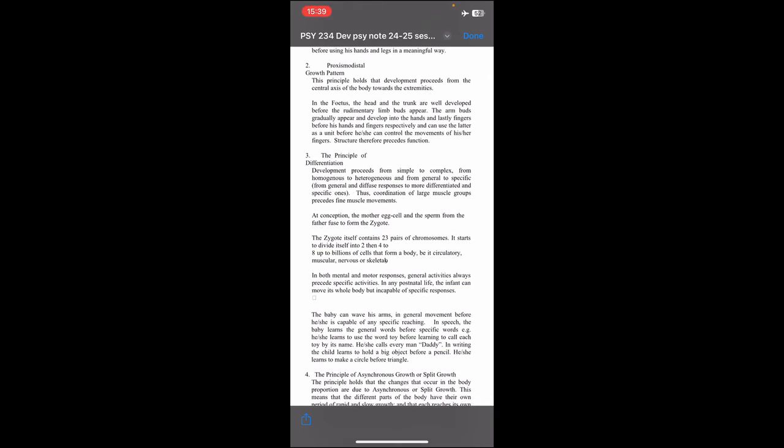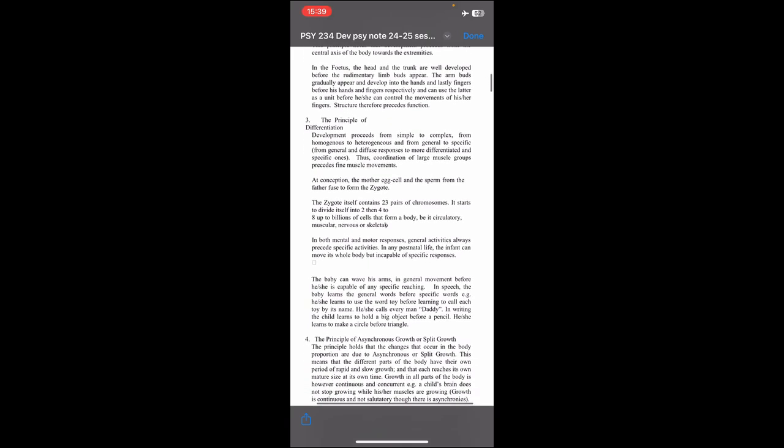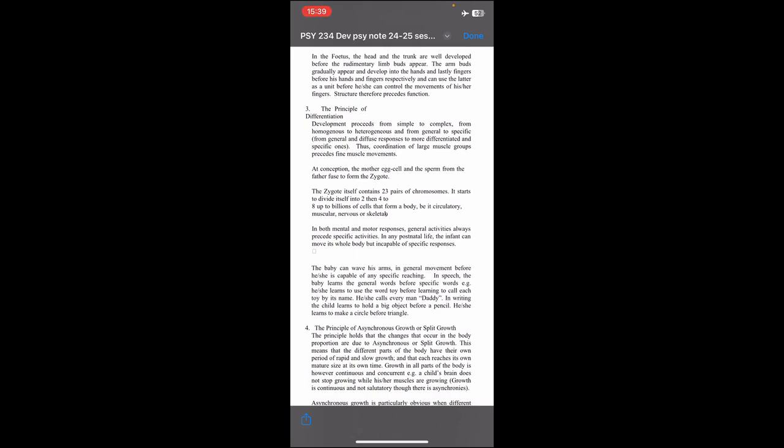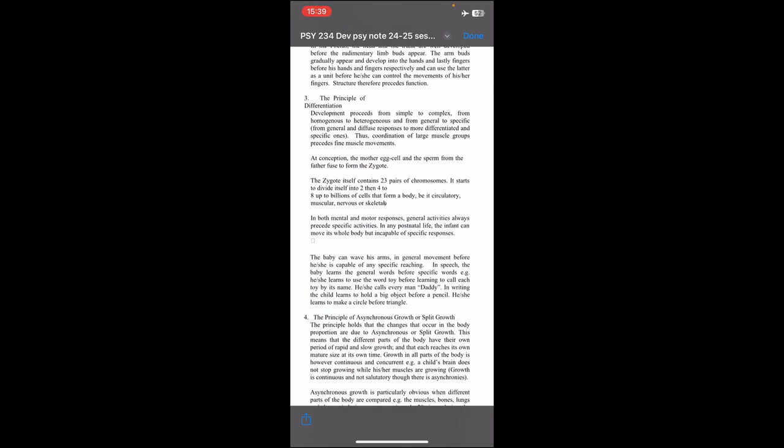The principle of differentiation. So differentiation, you have a simple looking equation, then you make it more complex. Then integration is the opposite. So differentiation, you go from 2, 4, 6, 8. Development proceeds from simple to complex, from homogeneous, meaning an area of 1, to heterogeneous, an area of more than 1. And from general to specific, from general and diffuse responses to more differentiated and specific ones. Thus, coordination of large muscle groups precedes fine muscle movement.